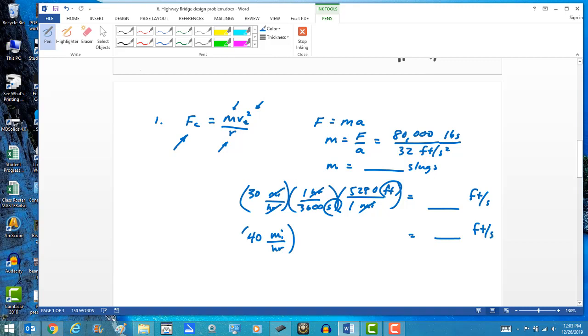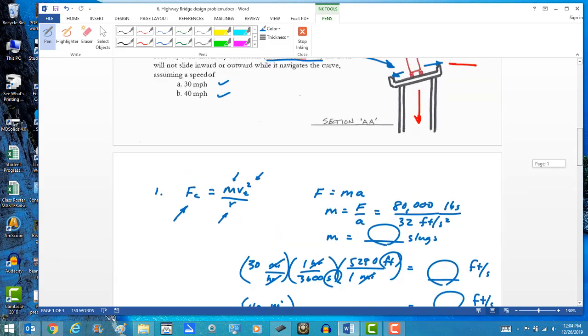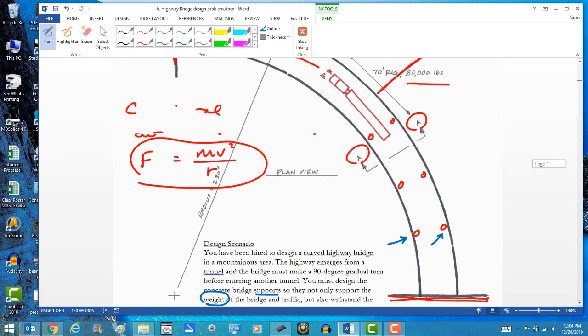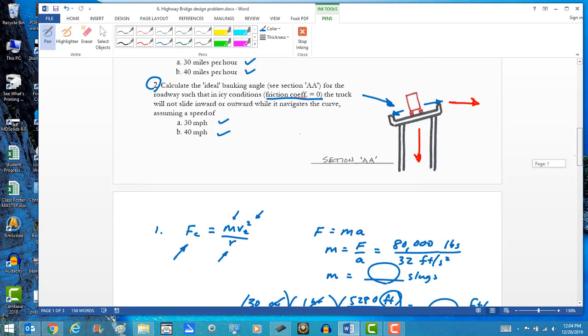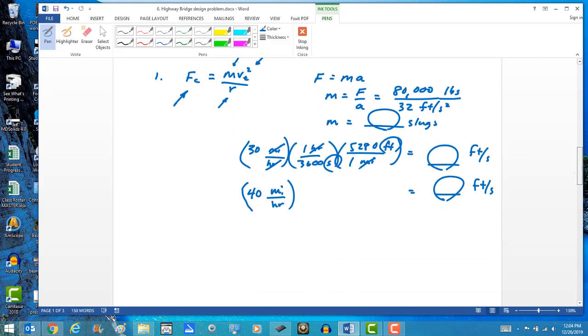And let me give you some hints so you don't go off on a rabbit trail. The mass of the truck is between 2,000 and 3,000 slugs. 30 miles per hour ends up being between 40 and 50 feet per second. 40 miles an hour ends up being between 50 and 60 feet per second. Okay, and now the radius is given up here in the drawing. It's 230 feet, so we can plug that in the denominator.